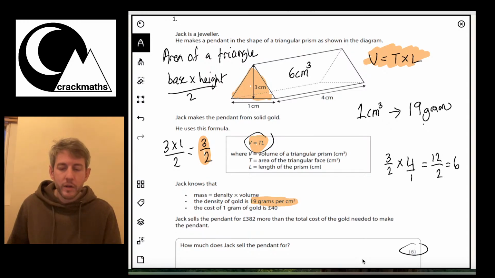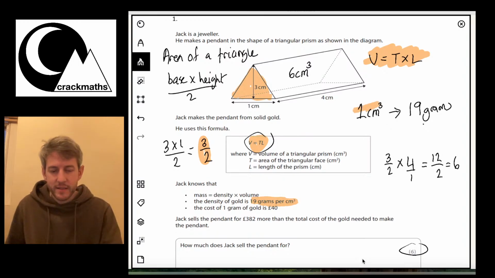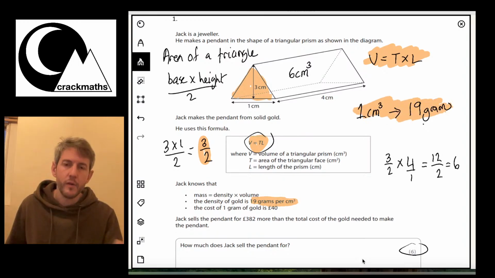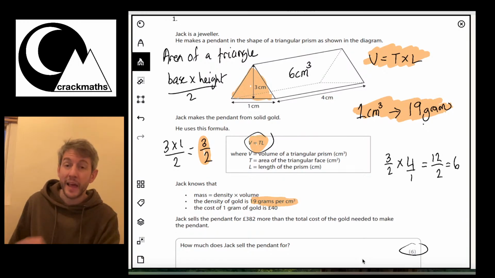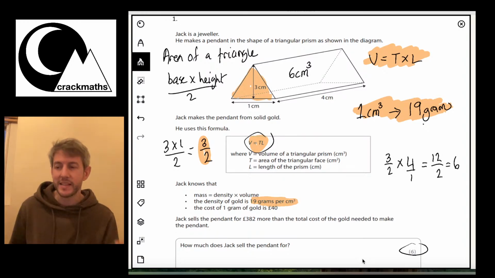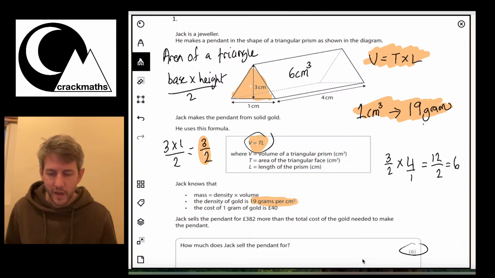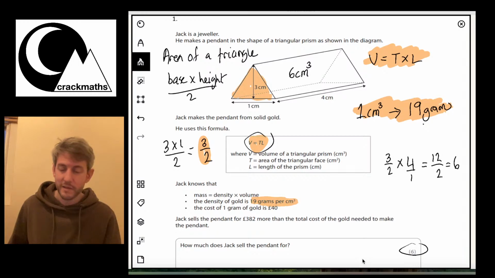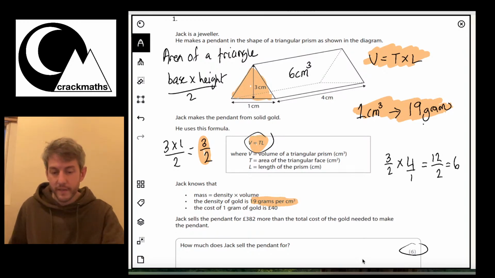Right, now, remember this. 1 centimetre cubed is 19 grams. So have a quick think about what we're going to do with this information, okay? 1 centimetre cubed is 19 grams. We know that the pendant is 6 centimetres cubed. And once we know that, we also know the cost of 1 gram is £40. Okay? So what we're going to need to do is find out how much this weighs.